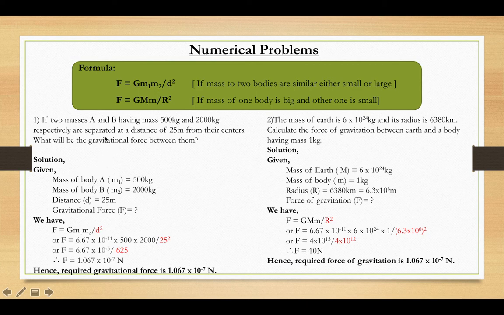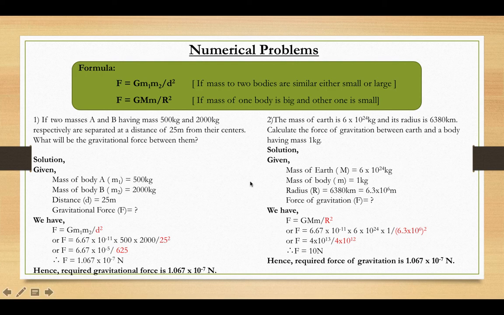Solution: mass of body A, m1, is 500 kg, mass of body B, m2, is 2000 kg, and distance d is given as 25 meters. So gravitational force F equals what? We have the formula F equal to G m1 m2 by d square, or F equal to the value of G, 6.67 into 10 to the power minus 11, into m1 which is 500, m2 which is 2000, by the distance 25, so 25 square. If you multiply the upper numbers, it gives 6.67 into 10 to the power minus 5, divided by 25 square, meaning 625. If you divide this, your result is 1.067 into 10 to the power minus 7 Newton. Hence the required gravitational force is 1.067 into 10 to the power minus 7 Newton.